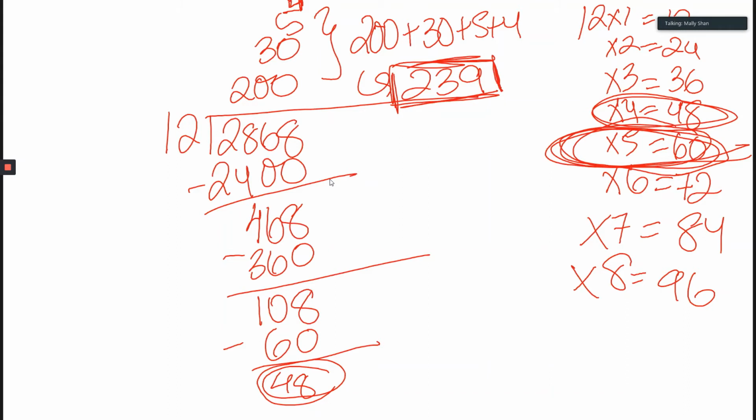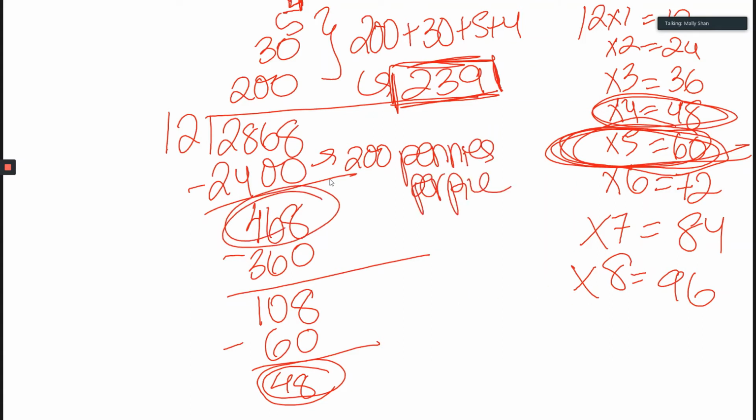So if we go back into the actual concrete example, when we're looking at this, we can start by putting the 2,868 pennies into 200 pennies per pile. Okay, when we do that, 200 pennies per pile, we are left with 468, right? 468 left, that's not in any kind of pile.